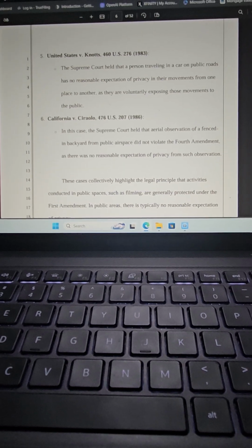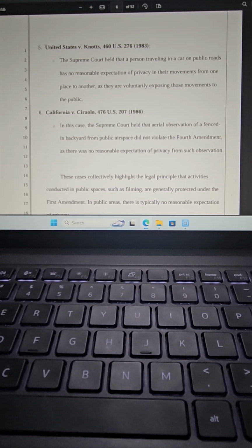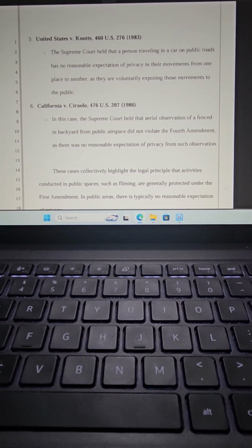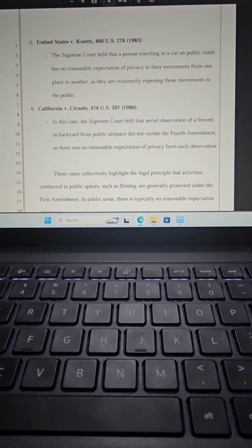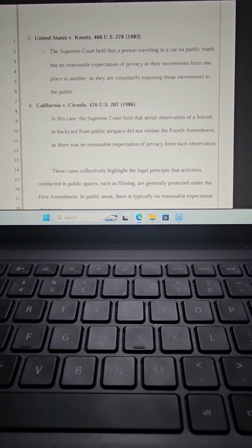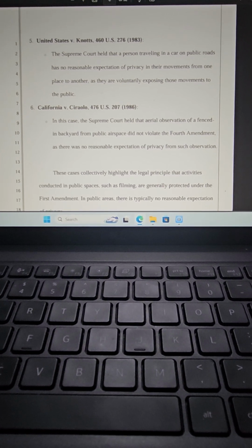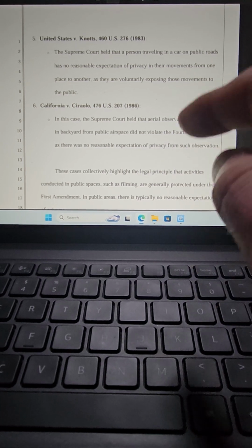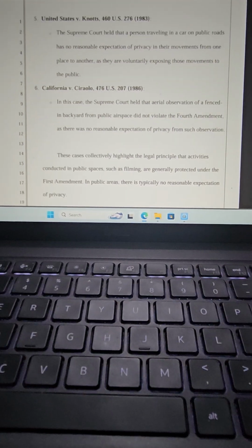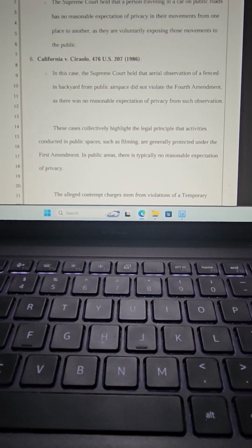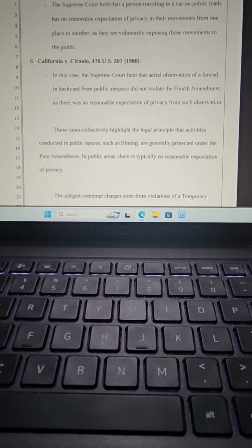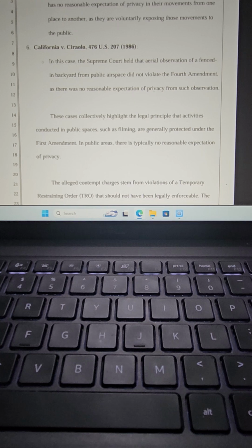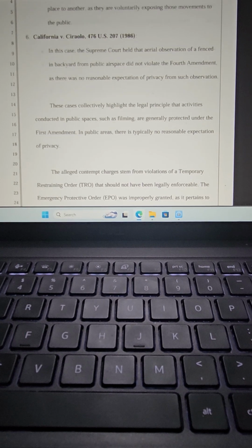California v. Ciraolo. In this case, the Supreme Court held that aerial observation of a fenced-in backyard from public airspace did not violate the Fourth Amendment, as there was no reasonable expectation of privacy from such observations. So an airplane was flying over and observing a fenced-in backyard, and it's legal. These cases collectively highlight the legal principle that activities conducted in public spaces, such as filming, are generally protected under the First Amendment. In public areas, there is typically no reasonable expectation of privacy.